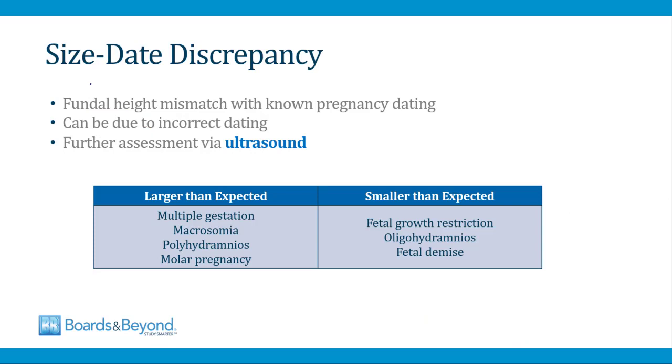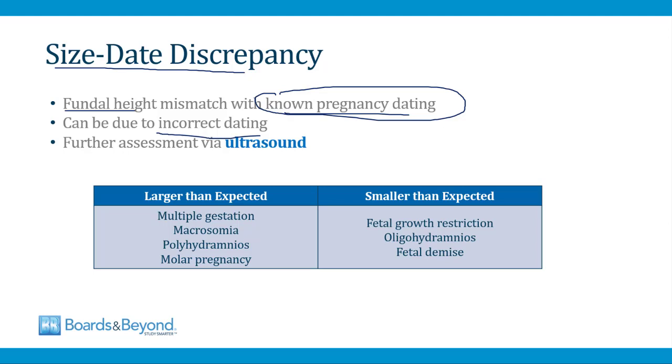At each prenatal visit, the uterine fundal height is measured to make sure that it matches the date of the pregnancy. If it doesn't, then that's known as a size date discrepancy. This means a mismatch between the height of the uterine fundus and the known pregnancy dating. There are a number of reasons why this can happen. One is simply due to incorrect dating. If the known pregnancy dating is not correct, then obviously the uterine fundal height is not going to match. But there are other causes of a size date discrepancy that have to do with the pregnancy and the fetus, and these are all assessed by ultrasound, which is the next best test anytime there's a size date discrepancy.